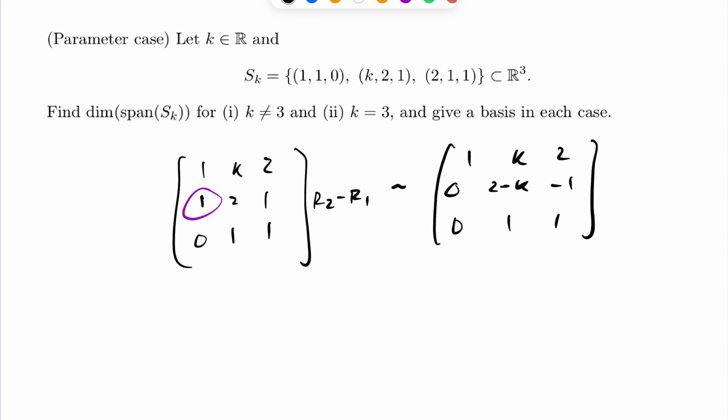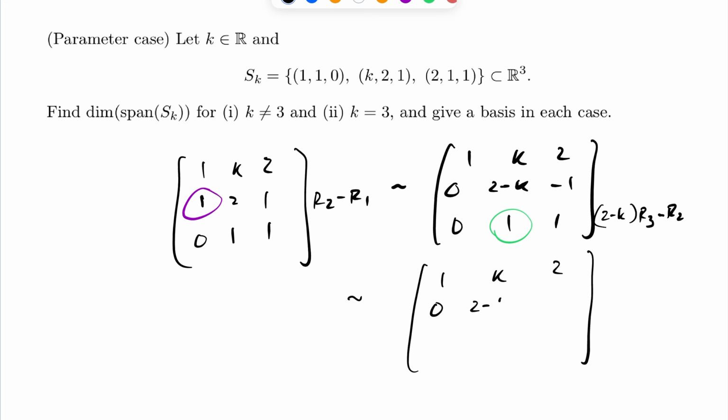And continue this on here. I now want to make this entry 0. So I'm going to take 2 minus K and multiply that by R3. Subtract that from R2. And this ends up being 1, K, 2, 0, 2 minus K, negative 1, 0, 0. And this becomes 2 minus K plus 1, which becomes 3 minus K.